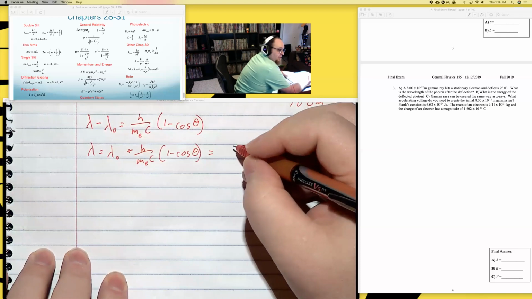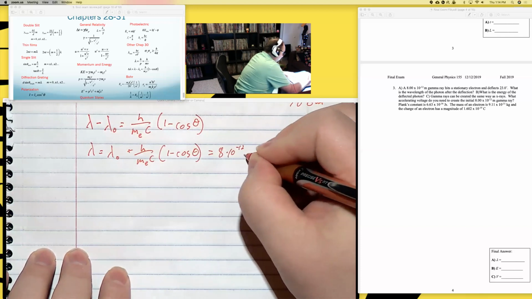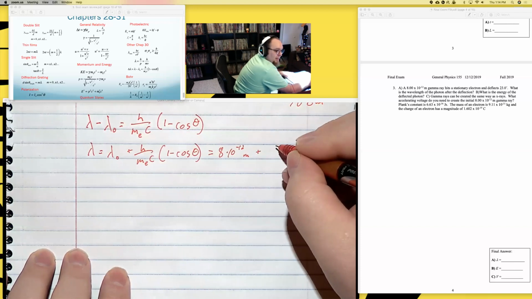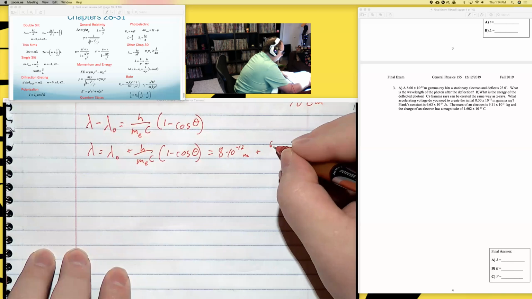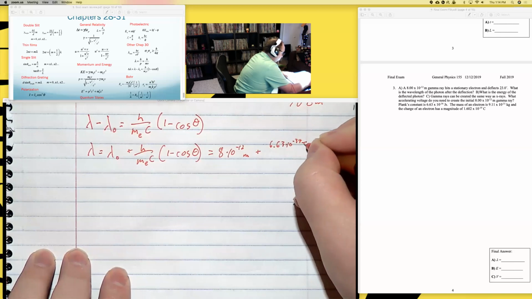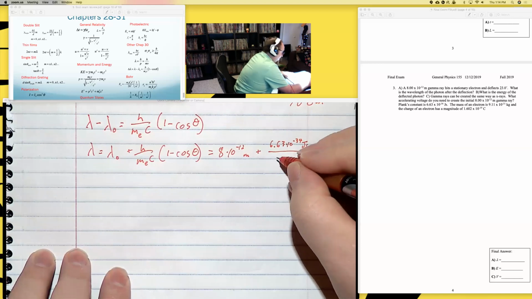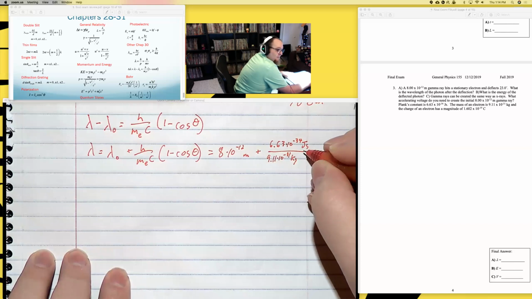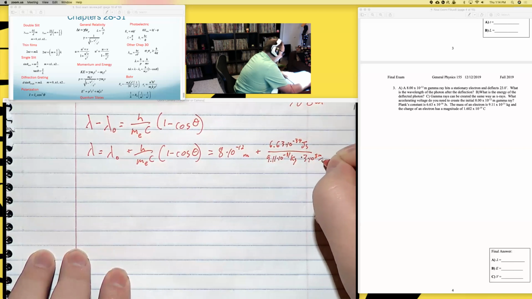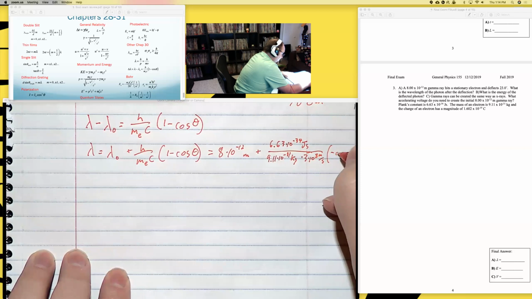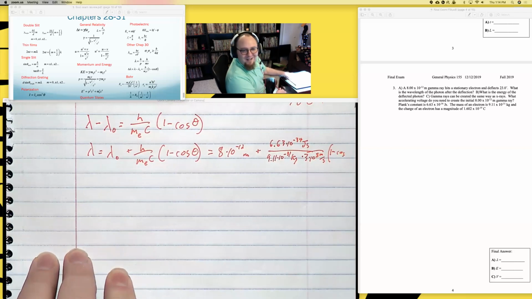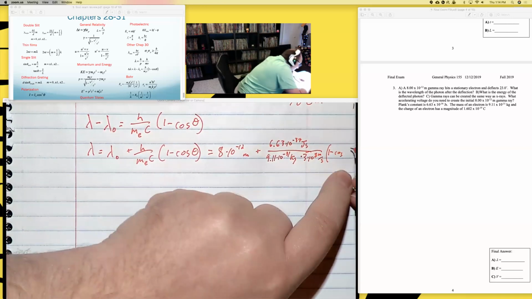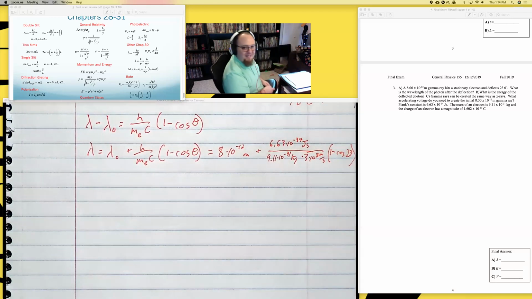And so it would be the initial wavelength, 8 times 10 to the negative 12 meters, plus h, which I assume I gave. I did. 6.63 times 10 to the negative 34 joule seconds, over the mass of an electron, 9.11 times 10 to the negative 31 kilograms, times c, which I didn't actually give. I assume people know it, though if you don't, I can always give it. I will be online during the exam. Times 1 minus the cosine of 23 degrees. I'm sorry, I cramped the end. And you just do that math.